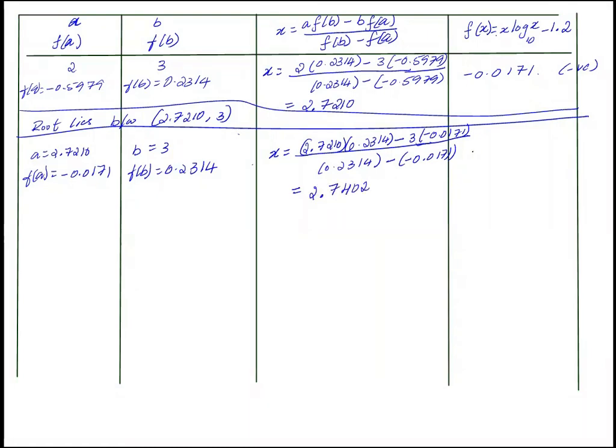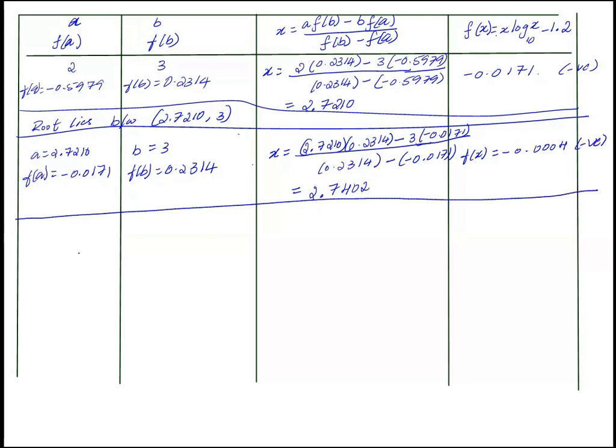2.7402. Now find the f of x value. That is x, 2.7402, into log of x, again 2.7402, minus 1.2. That value will be negative 0.0004. Again this value is negative, so you should change the negative value here, negative a.